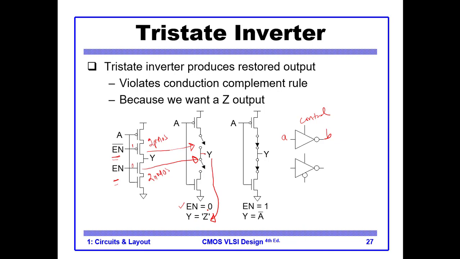So when enable is 0, you cannot pass A to B, but when enable is 1, then the story changes. Both the internal transistors are on, and what you get is this circuit. Okay, so let me explain what this circuit is. Let me redraw this.